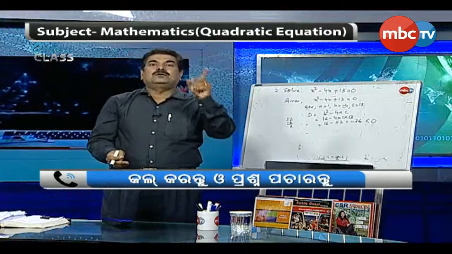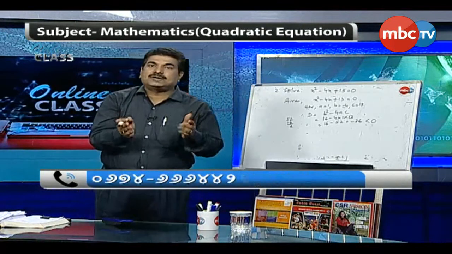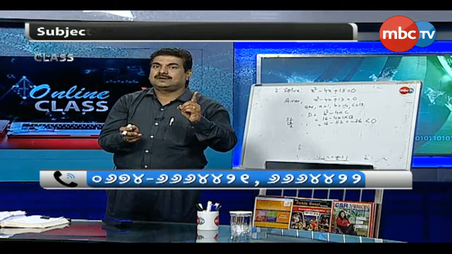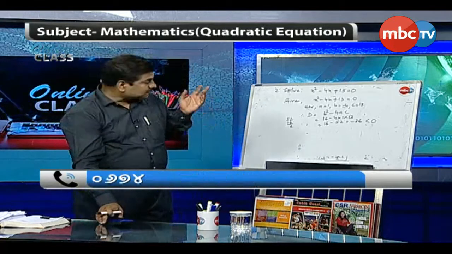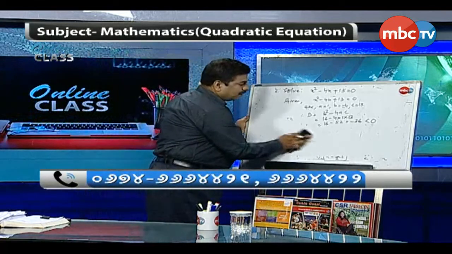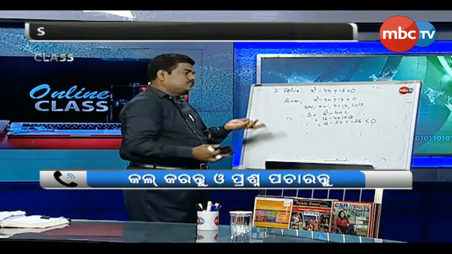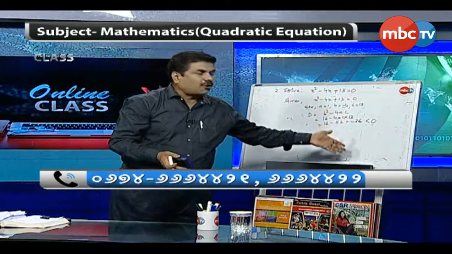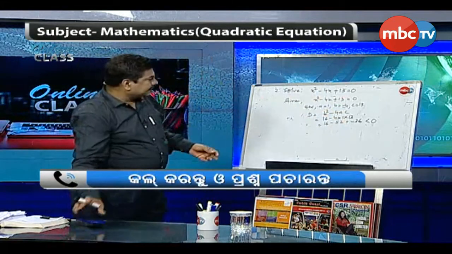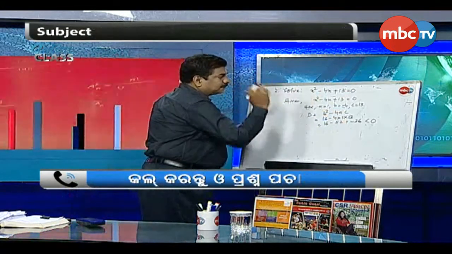If that D value is less than 0, automatically it has imaginary roots, or we call it complex roots. So how to solve these complex roots? By the factorization method, or you can solve it by using the formula. Next, you solve by the factorization method.